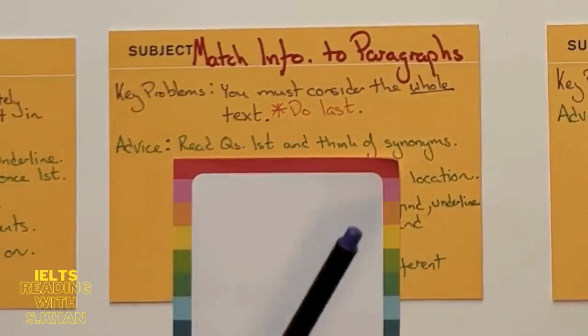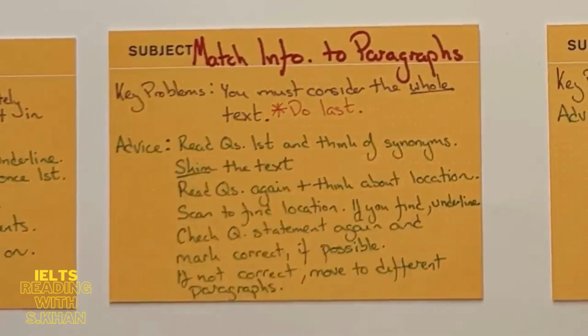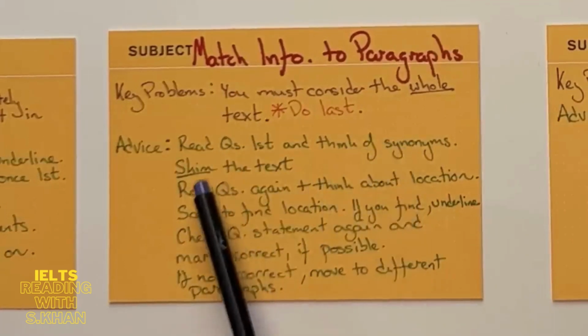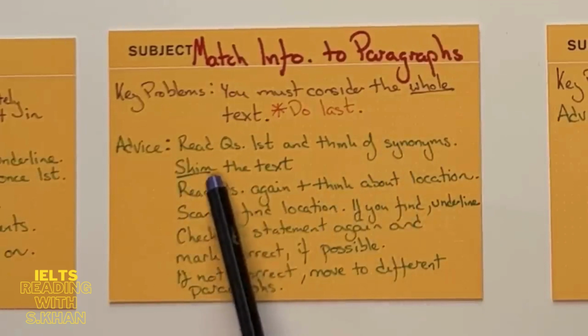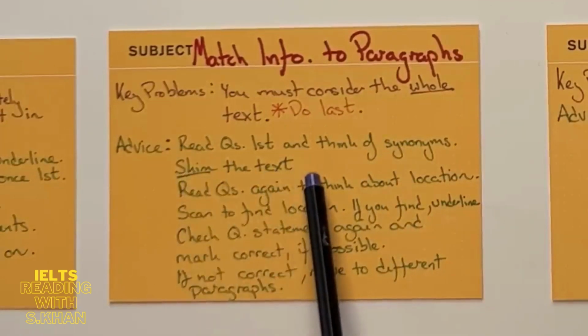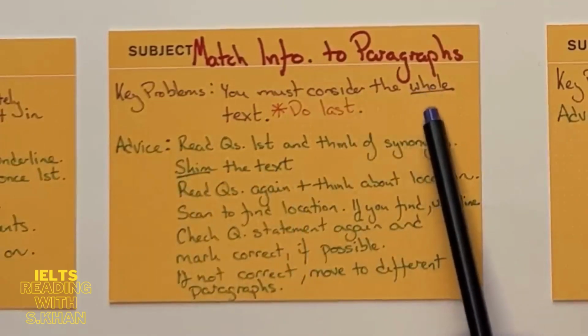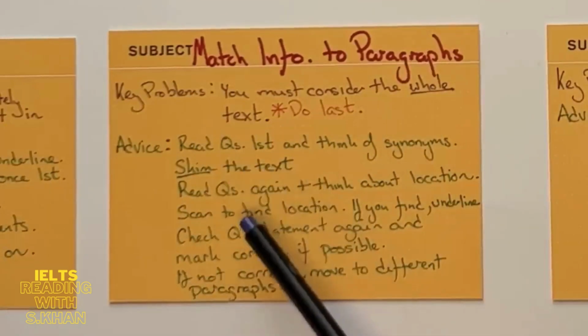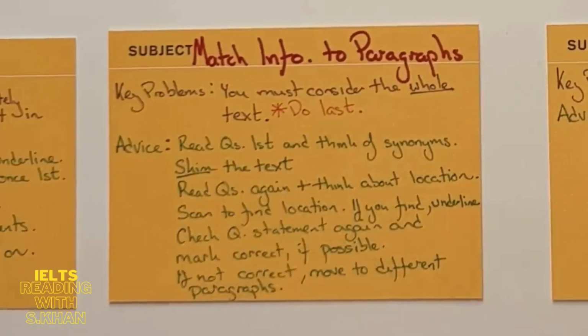My advice: read the questions first and think of synonyms. Again, understand the questions, think of synonyms, because this is going to help you later on. Skim the text first. You have a huge amount of information to consume, so it is a good idea, even if you're doing this question last, to read the whole text quickly to understand it.